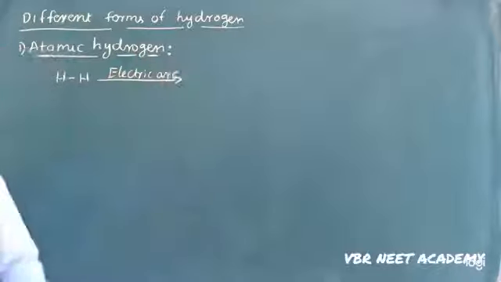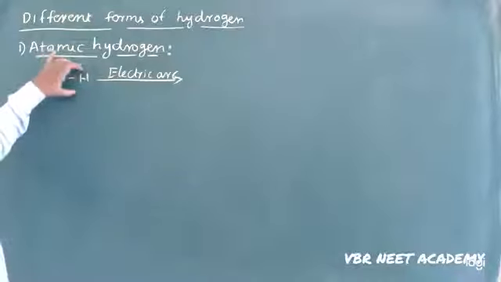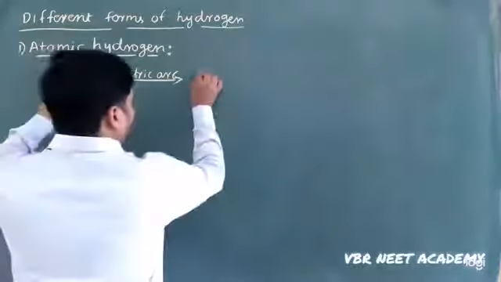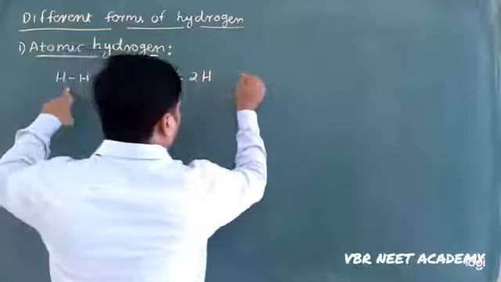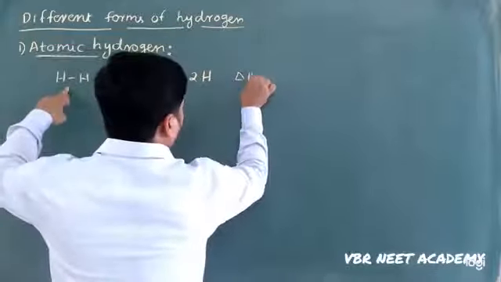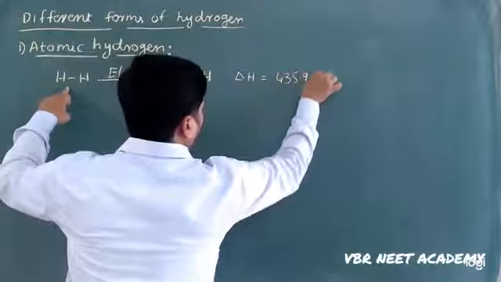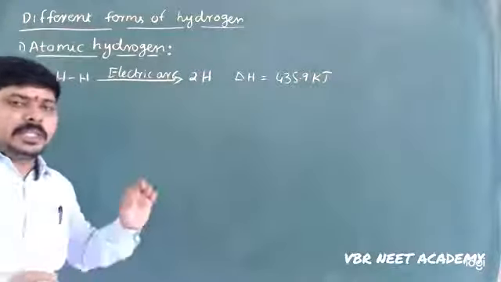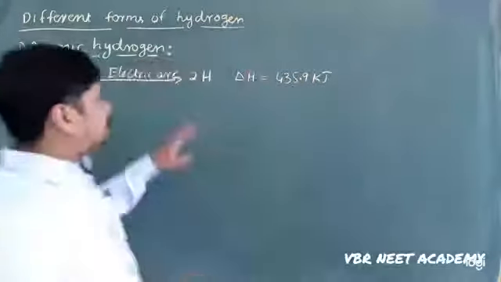When we make an electric arc onto a hydrogen molecule, the hydrogen bond which is present is going to be cleaved and it is going to give two hydrogen atoms. For this, the energy required is 435.9 kilojoules. How much energy is required? 435.9 kilojoules of energy is required for breaking this bond.